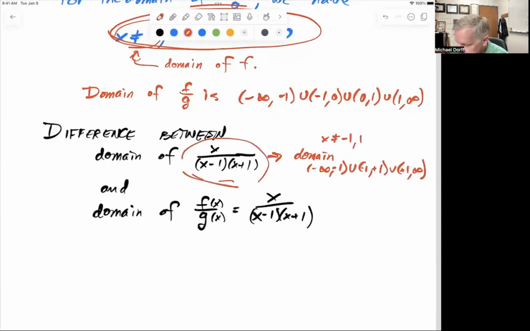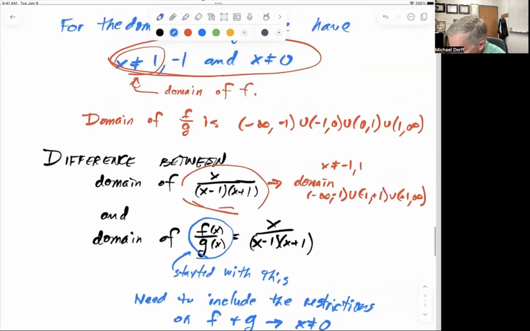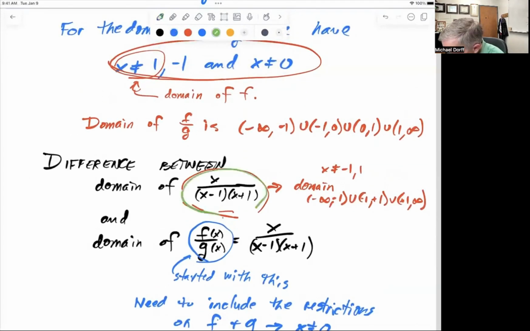We started with that. But on this one, we didn't start with x over x minus 1 times x plus 1. We started with this. And so we need to include restrictions on f and g, which in other words is x cannot equal 0, because that's the restriction there. And in this case, in green here, we started with this. So we started with different things here, and that's why the domains are different. All right, hope that helps you with the homework. Have a good day.